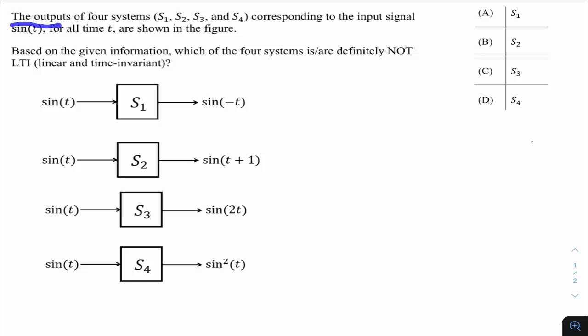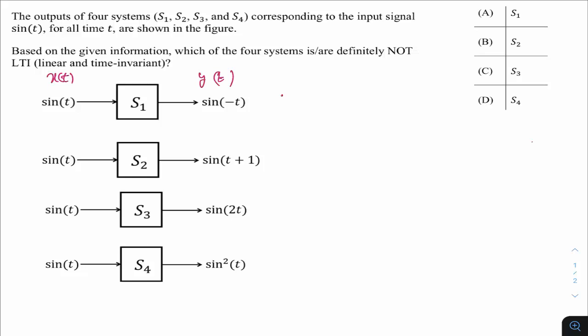The question is: the outputs for 4 systems S1, S2, S3, S4 corresponding to the input signal sin t for all time t are shown in the figure. Based on the given information, which of the 4 systems is definitely not LTI? Okay, so you have to identify which of the systems is a non-LTI system. Let us assume the input to all 4 systems is x of t and the output is y of t. Let us try to express y of t in terms of x of t by observing the relation.